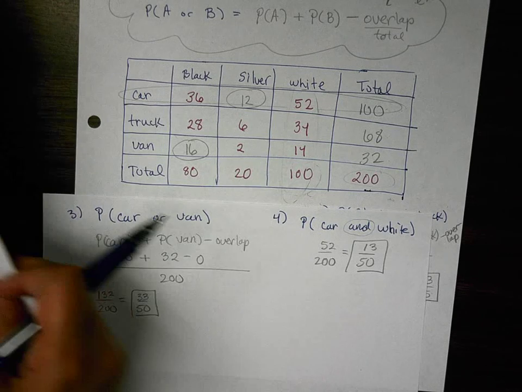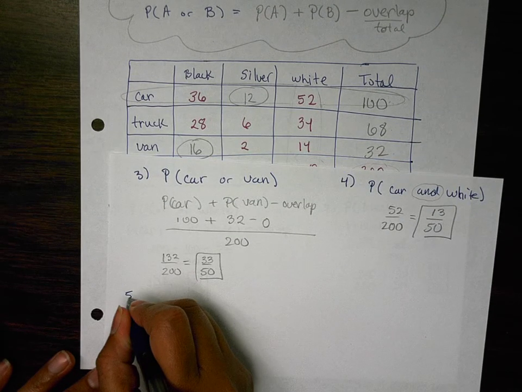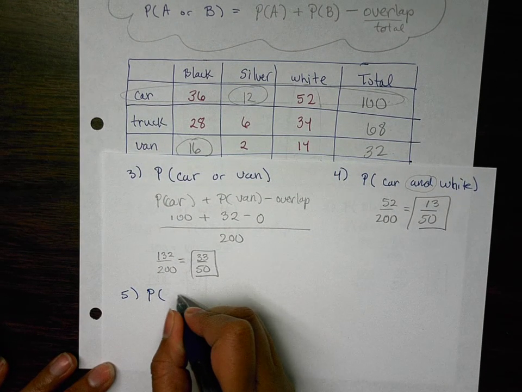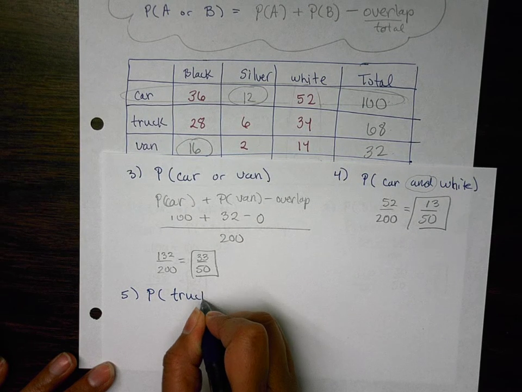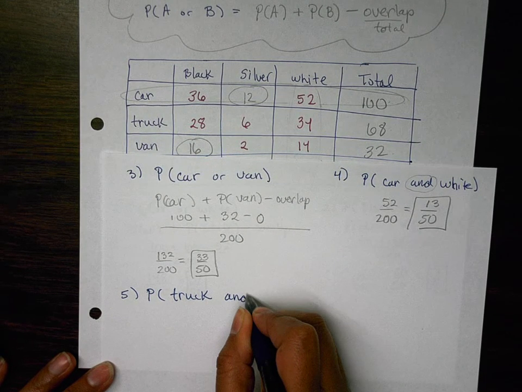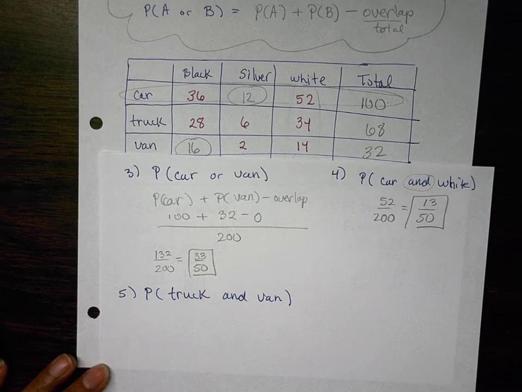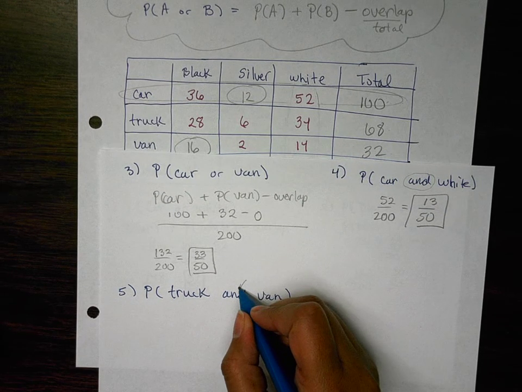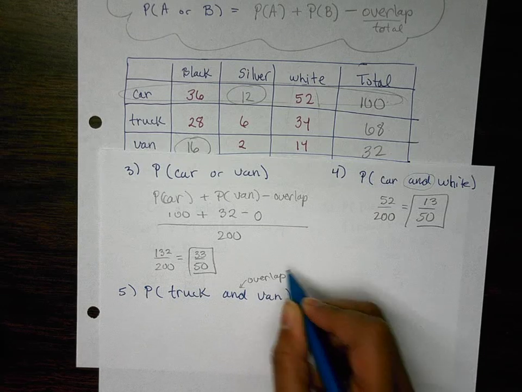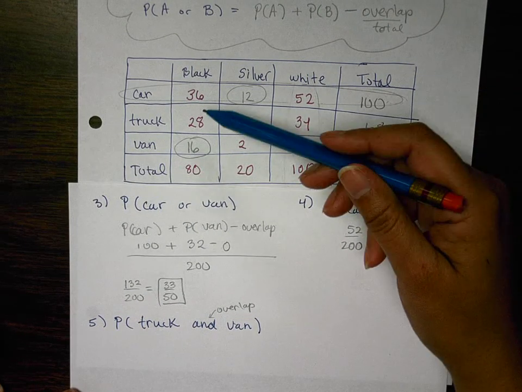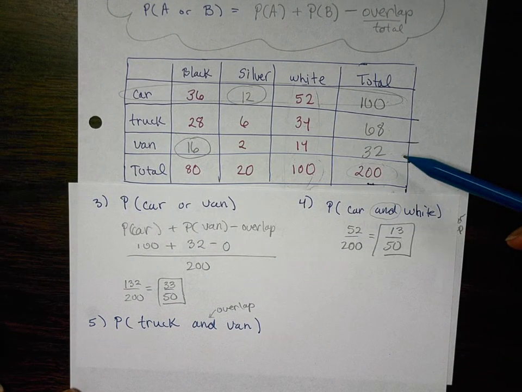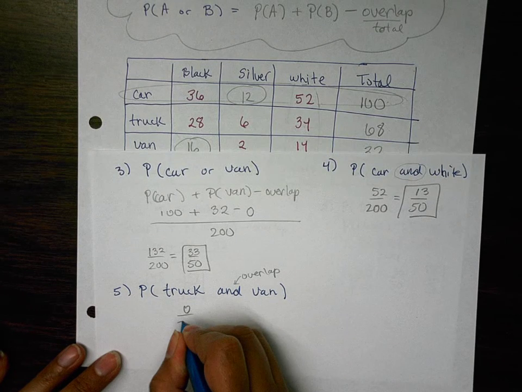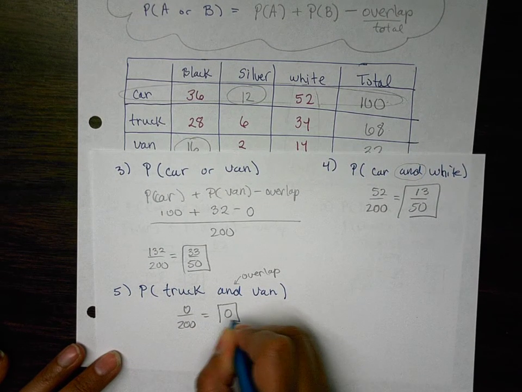Not yet. Number 5. What's the probability it is a truck and a van? Now we're looking for a truck and van happening at the same time. And I said earlier, is there such a thing as a truck van? No. So is this still looking for overlap? Does the truck and the van ever overlap? No. So it is 0 out of 200, which is just 0.